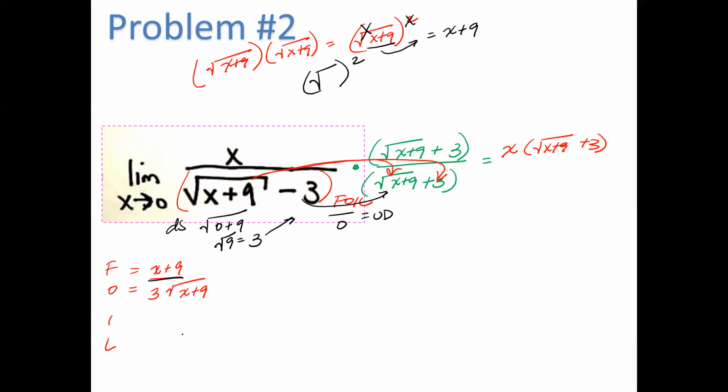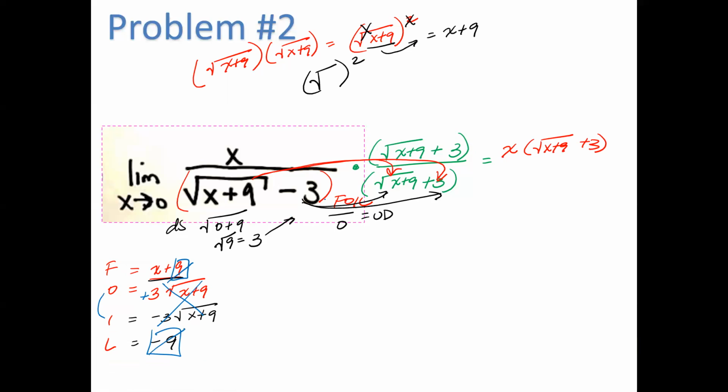Then you're going to go ahead and do the inner, which is going to be a negative 3 times the square root of x plus 9. And then lastly, you have a negative 3 times a positive 3, which is going to be a negative 9. And notice that your outer and inner cancel because you have a positive and a negative, but then also your positive 9 and negative 9 cancel.